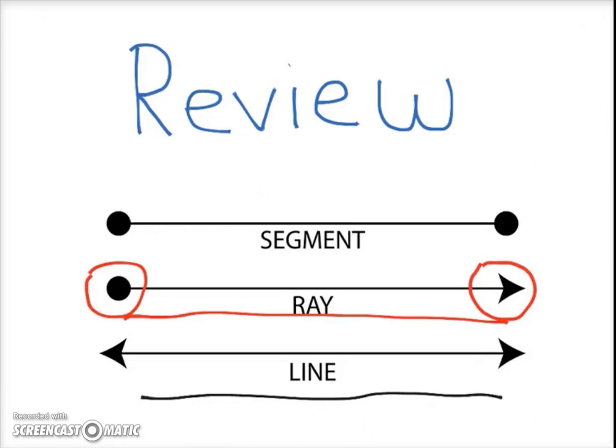Now the next type is a segment, which is what we'll be discussing today. A segment has two endpoints. It's a portion of a line. It doesn't go off in any direction, doesn't keep going. It ends. It has two endpoints.